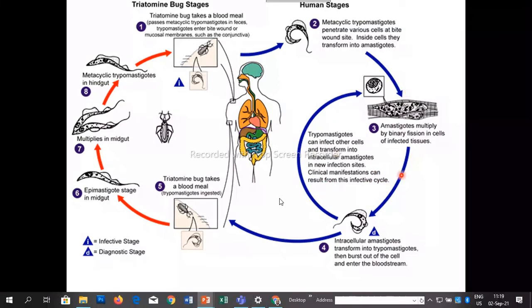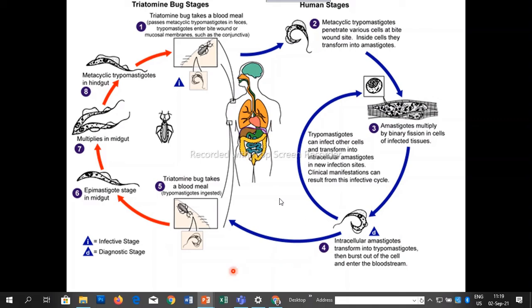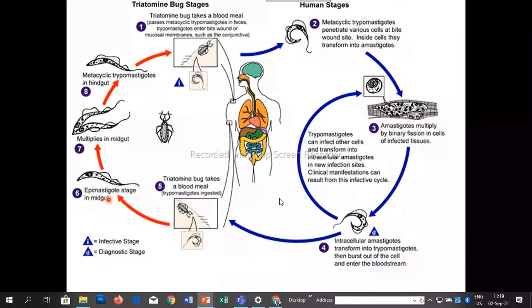Then later on, if the kissing bug comes to take another blood meal, this triatomine bug or kissing bug will absorb trypomastigotes, which will be ingested and will transform into epimastigotes in the midgut of the kissing bug. Then they will multiply in the midgut and then transform into metacyclic trypomastigotes in the hindgut.